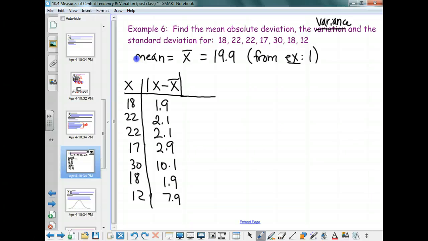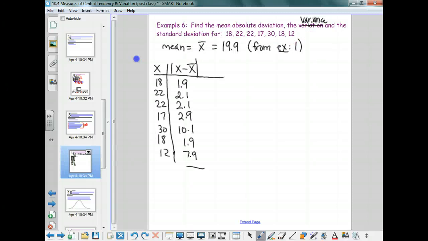So what we do is add those all together and divide by how many we have. In other words, we find the mean of those absolute values. That is the mean absolute deviation. It's the name, right? MAD. Very creative name, but it works. You're going to add 1.9 plus 2.1, 2.1, 2.9, 10.1, 1.9, and 7.9 all together. Somebody tell me what the sum is before you divide.